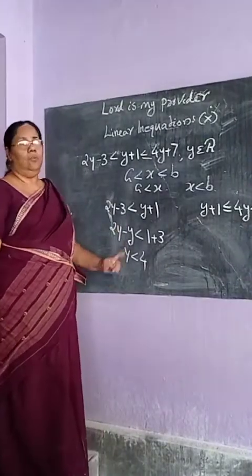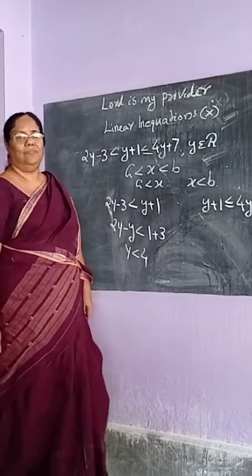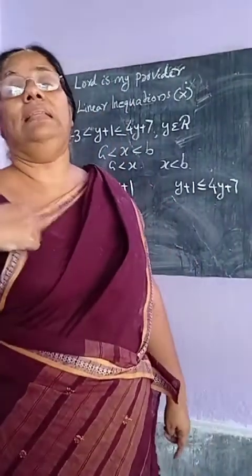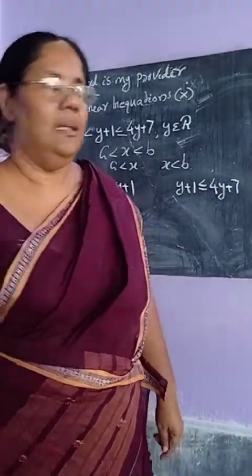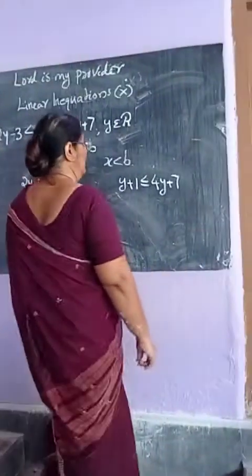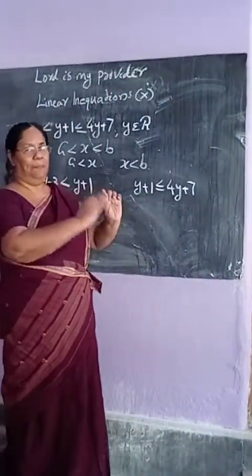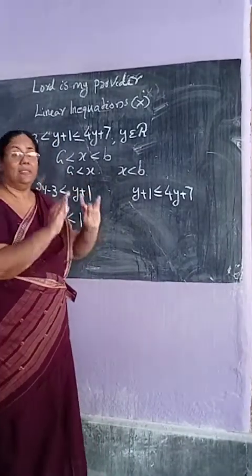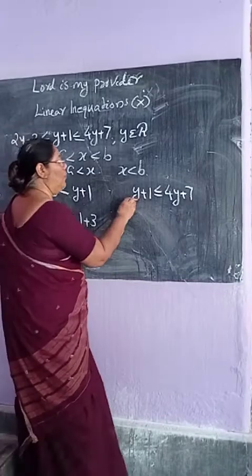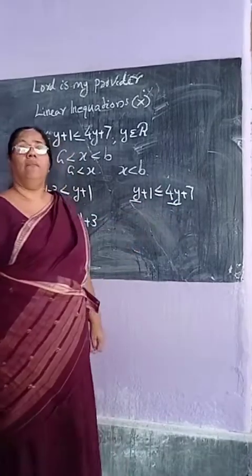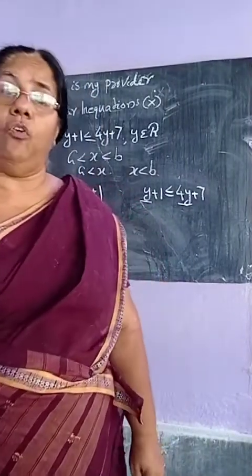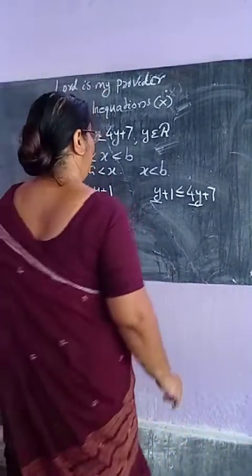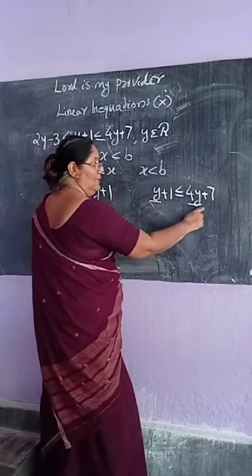y less than 4. First watch the video. After that, the second time, write the answers. Listen. Now, when you take the next side, we separate that into two. One is a less than x, the same x less than b. Now here y and 4y, which is greater? 4y is greater. Therefore we convert this y to the next side.